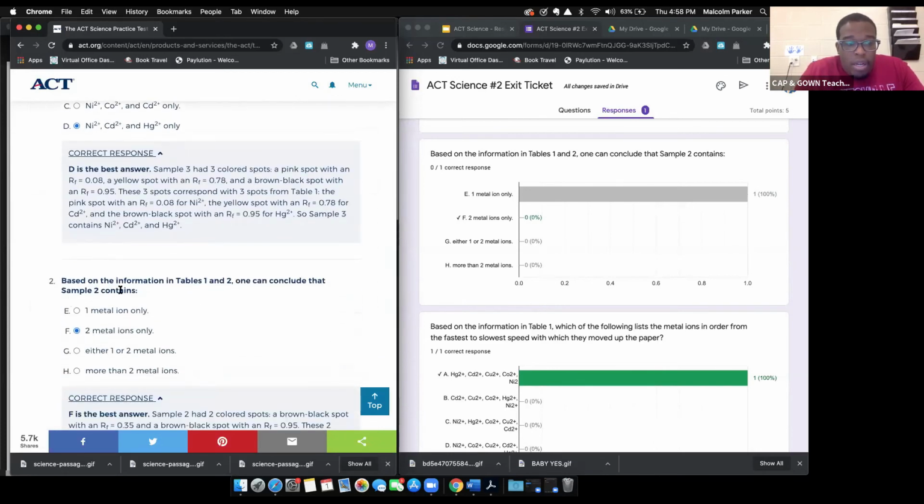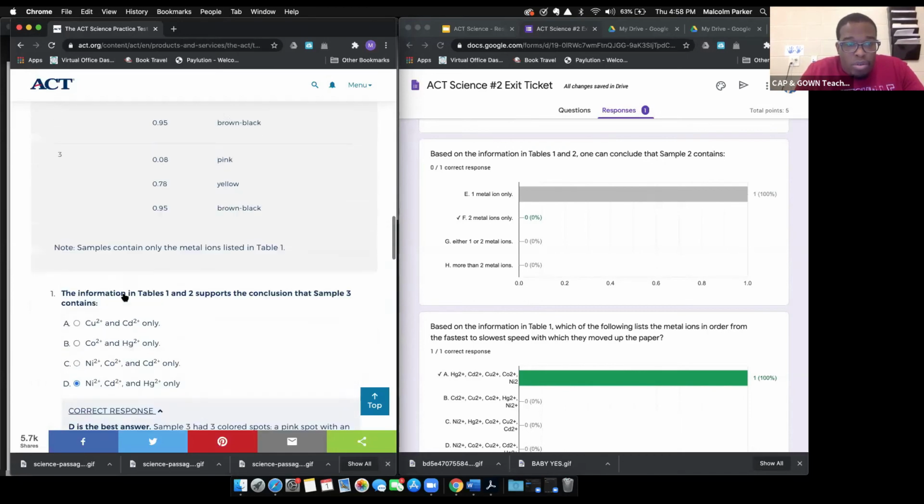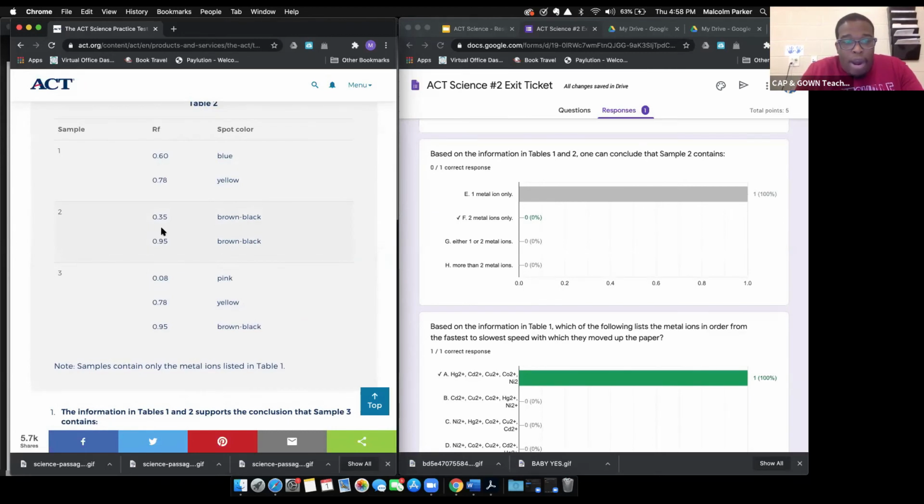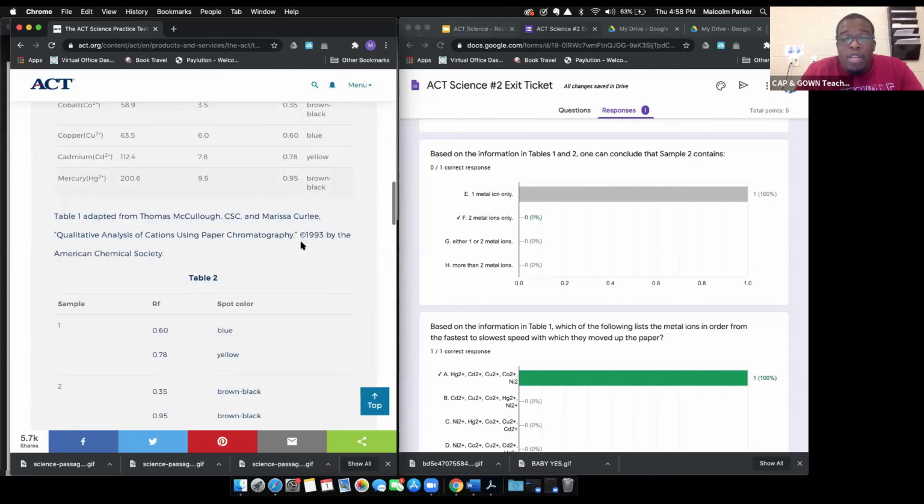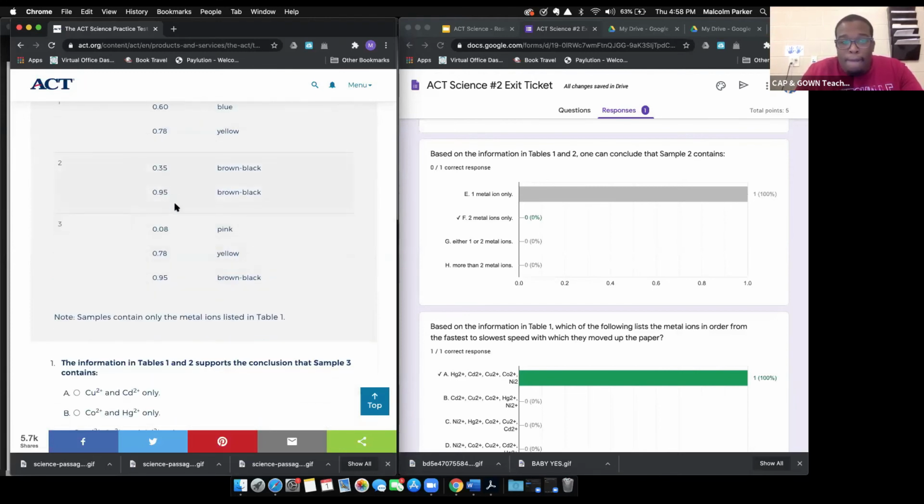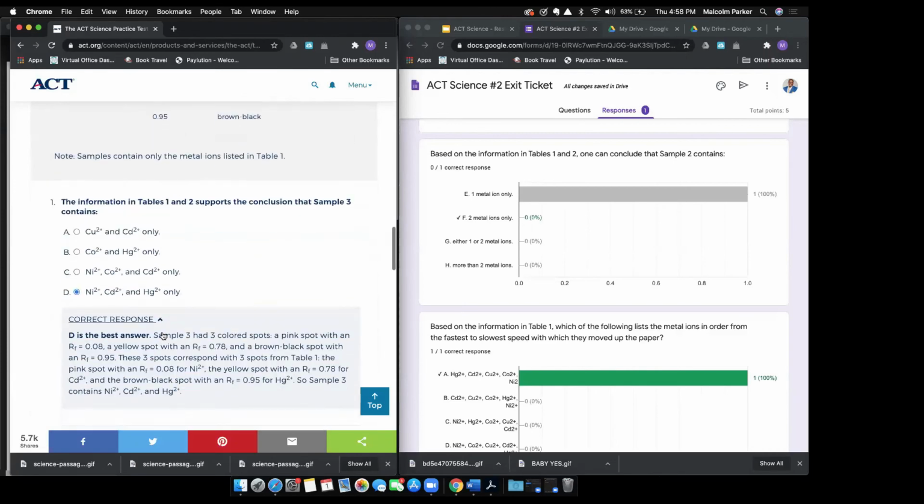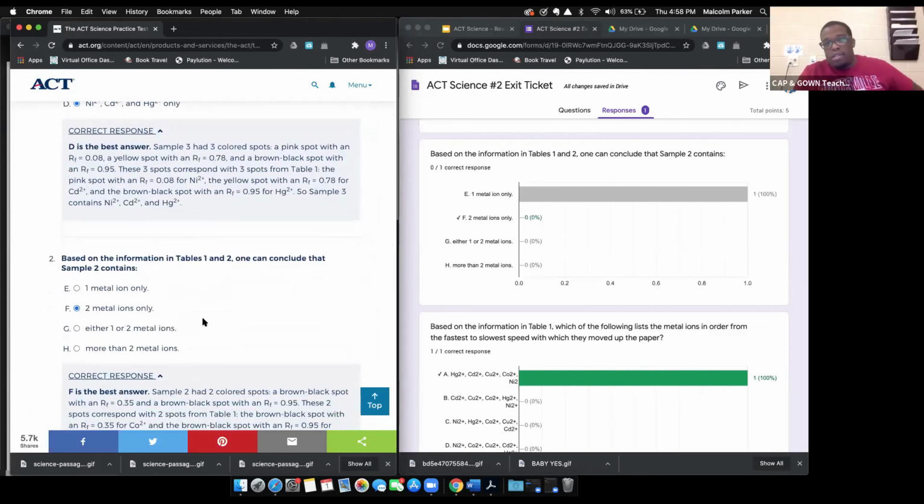So when we look at the basic information in tables 1 and 2, we conclude that sample 2 is brown, black. Now, we might say 1 because brown, black is the same, but we've got to go back to table 1. We had 2 brown, blacks in the data table, but the RFs are different. The RF for cobalt is 0.35. The RF for mercury is 0.95. So this has got to be 2 different metals. You see that? Okay. So that's why the answer is 2 here instead of 1. Does that make sense?